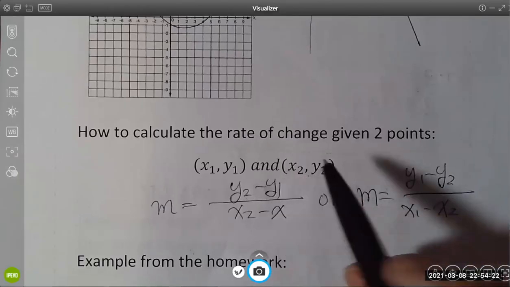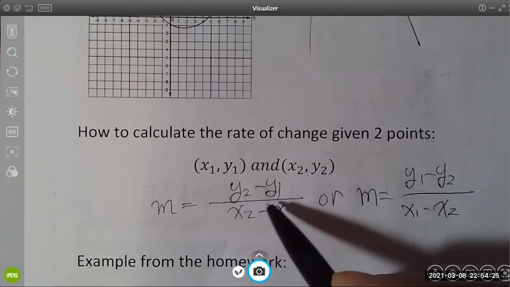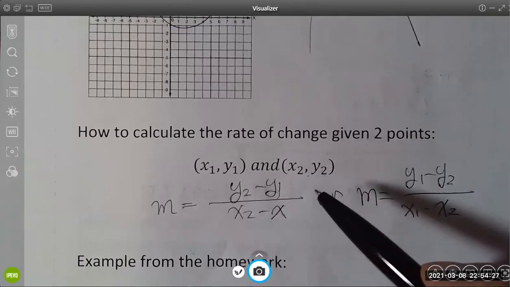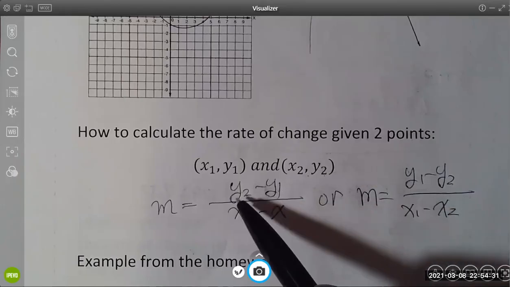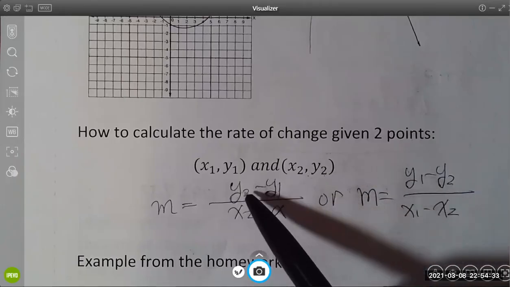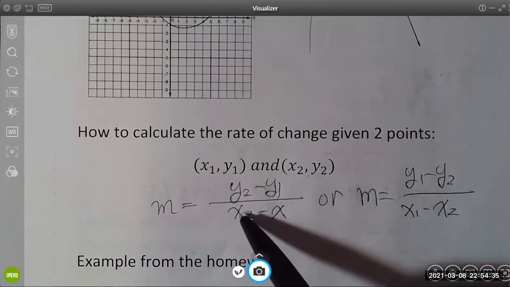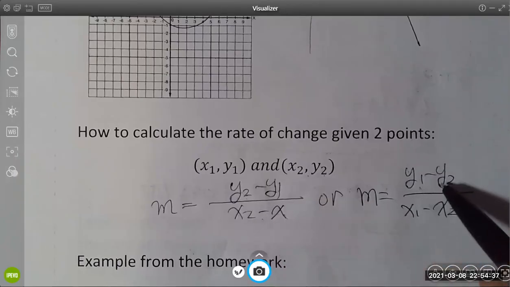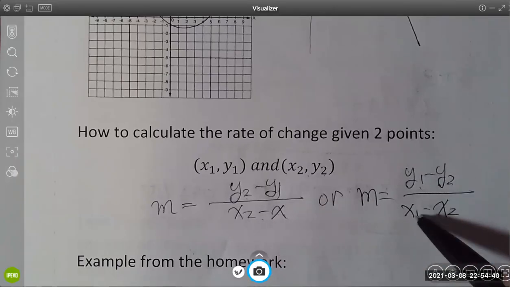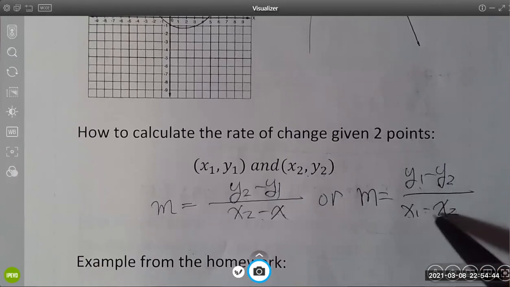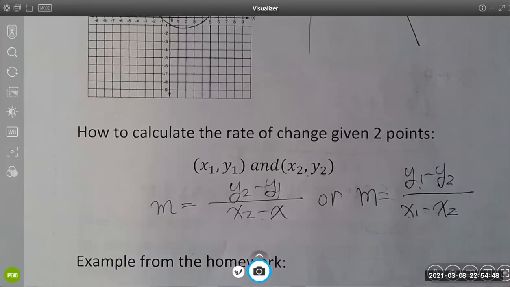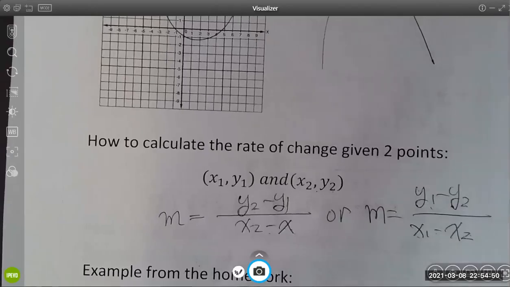Just make sure you use y value minus y value divided by x value minus x value. The way you use these 2 pairs of numbers has to be consistent. If you use y2 minus y1, you have to use x2 minus x1. If you use y1 minus y2, you have to use x1 minus x2. So the order of these 2 numbers has to be consistent. Now let's look at the example from the homework.